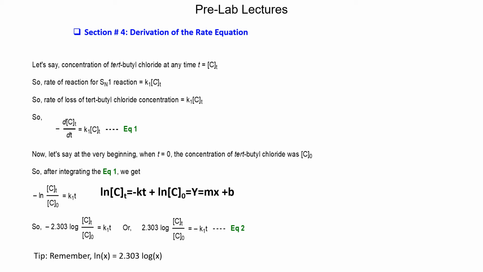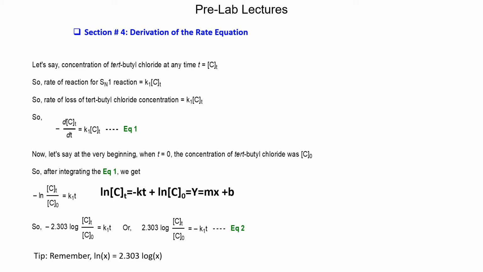This is simply a form of the linear equation y equals mx plus b, where y is the y-axis, x is the x-axis, and m, which is the rate constant here, is the slope, where x is the time of the reaction and b is the initial concentration.